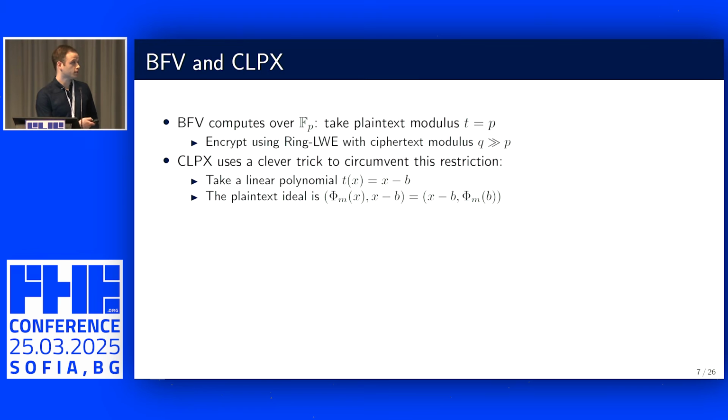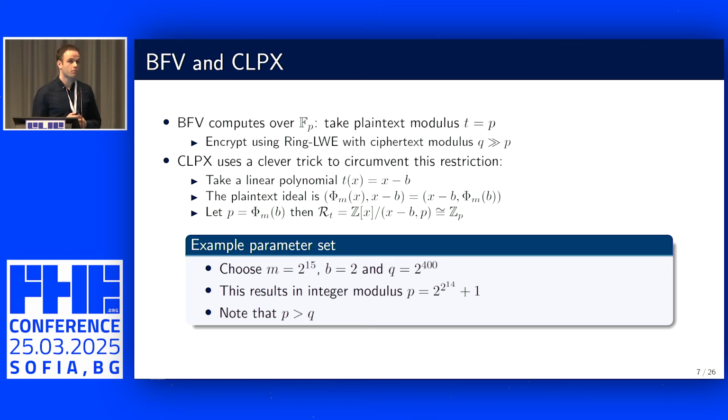If we do that, this ideal on the left-hand side simplifies to this right-hand side, where we simply replace this cyclotomic polynomial by its own evaluation in b. Because of that, our plaintext ring will be isomorphic to the integers modulo this phi m of b, which we rename to p on the next line.